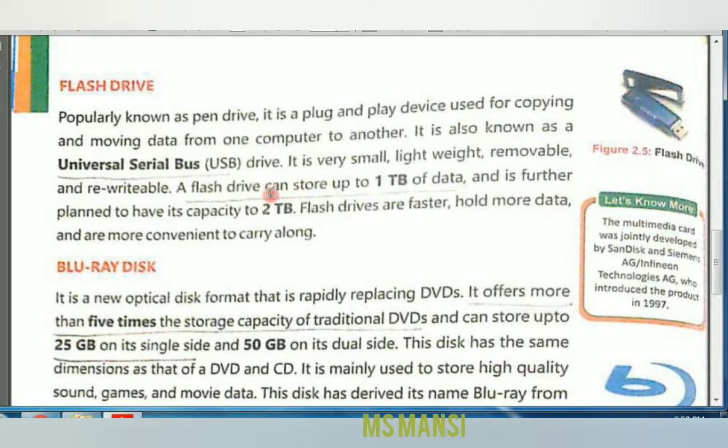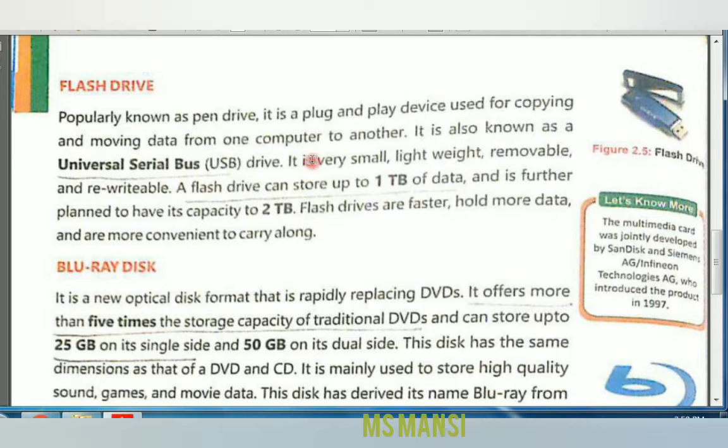A flash drive can store up to 1 TB of data and there are plans to increase its capacity to 2 TB. Flash drives are faster, hold more data and are more convenient to carry along.